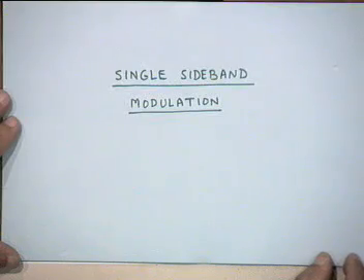Okay, we will continue our discussion about single sideband modulation which we started yesterday. If you recollect, what we said was that we do not have to transmit both sidebands as we do in DSBSC or DSBAM, right, because information about the baseband message signal is available in any one of the two sidebands. So, we could decide to cut off either the lower sideband or the upper sideband, right.